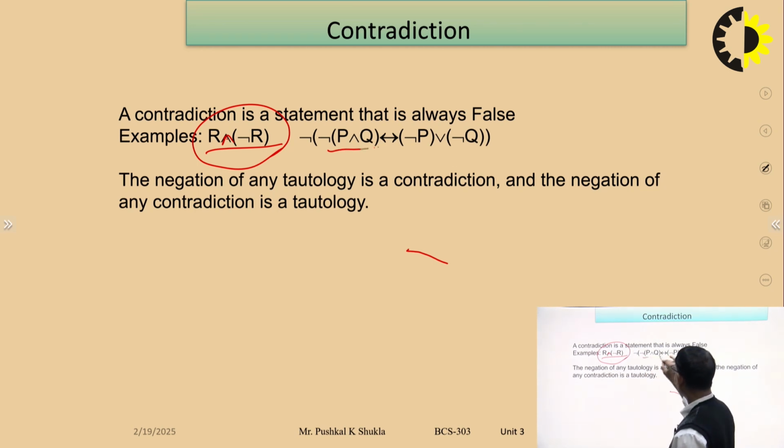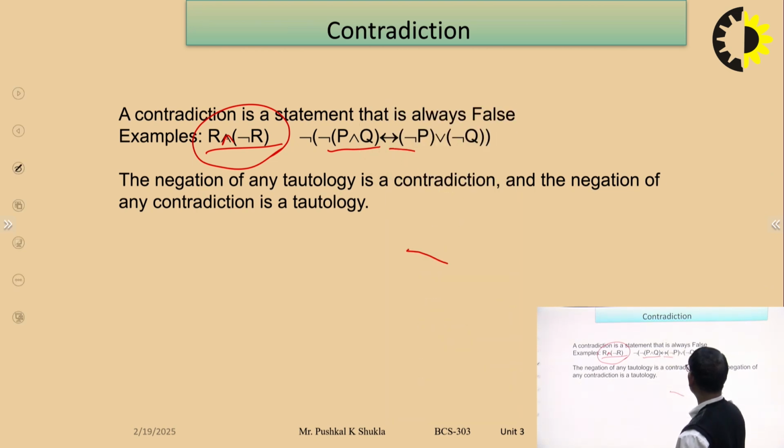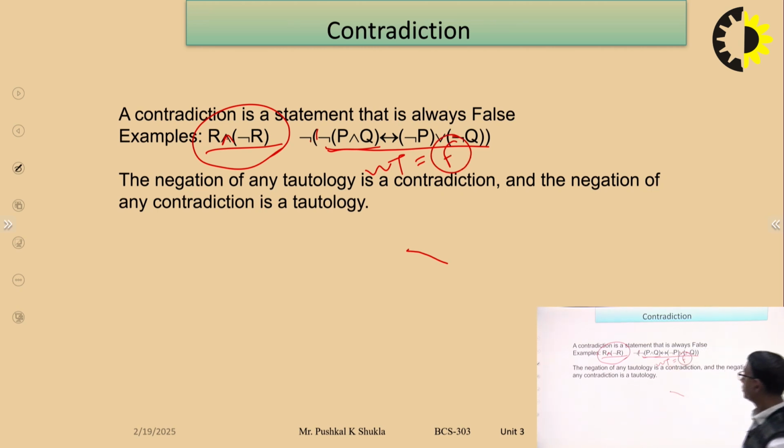Negation of (P and Q) implies negation of P or negation of Q is a tautology, and the negation of this becomes a contradiction. All the values corresponding to this statement are false, therefore it is a contradiction. The negation of any tautology is a contradiction, and the negation of any contradiction is a tautology.